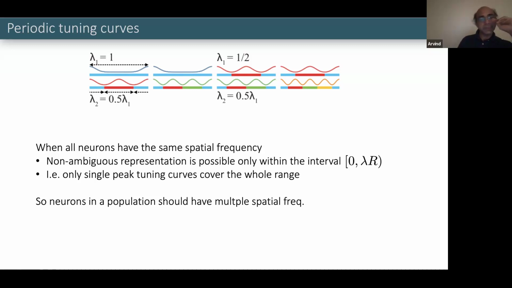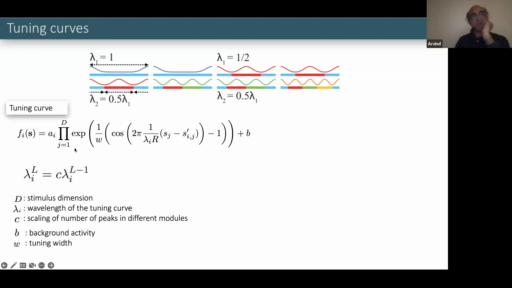Now, if we assume that we have periodicity in the tuning, then obviously we can only represent things in a non-ambiguous way over a certain region, which is the wavelength of the tuning. So if you want to work with periodic tuning, you need many modules, or you need a wide range of frequencies. We went for modules because it turns out that in entorhinal cortex, there are modules. Neurons have distinct frequencies as you go along some axis, so there are supposedly different modules of spatial frequencies. So that's the formulation of tuning curves then.